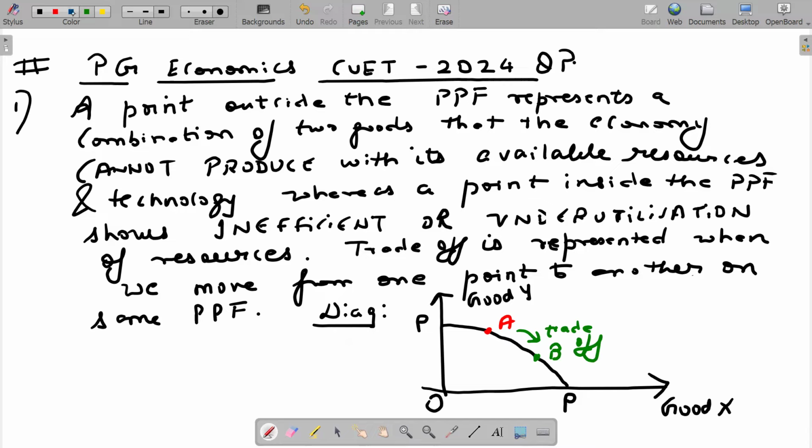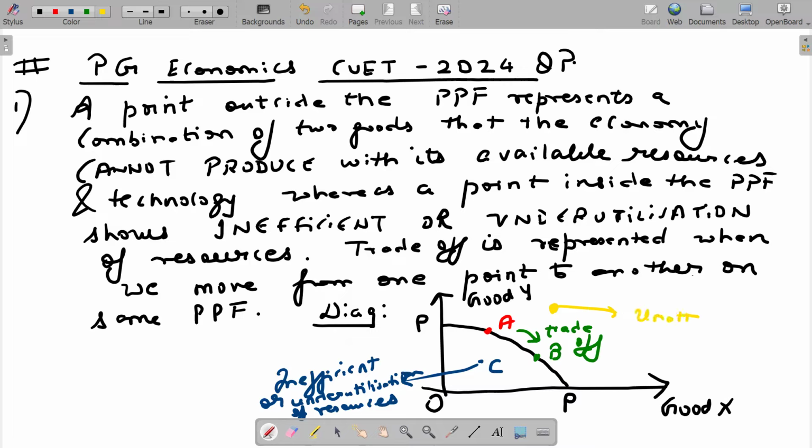But a point C represents inefficient or underutilization of resources. And a point above the PPF, say this point, represents an unattainable combination of good X and good Y. That means you cannot achieve this combination with your available resources and technology.